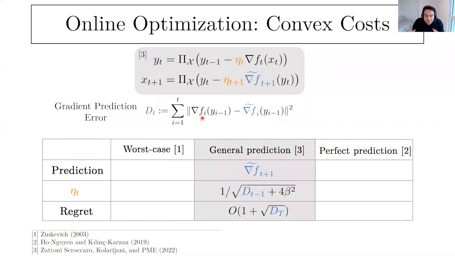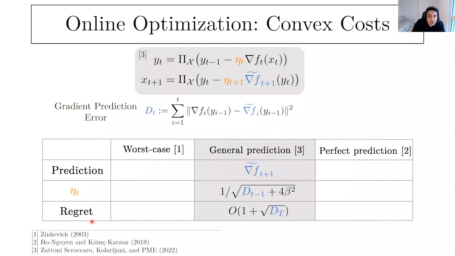So this is the table of the results. This is just a summary of everything that I have told you so far. So this is, let's say, the general prediction. Whatever prediction you have, you can put it here. The step size should be determined based on the collection of the prediction errors that you have in this fashion.